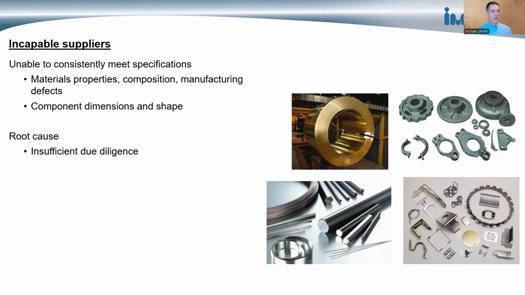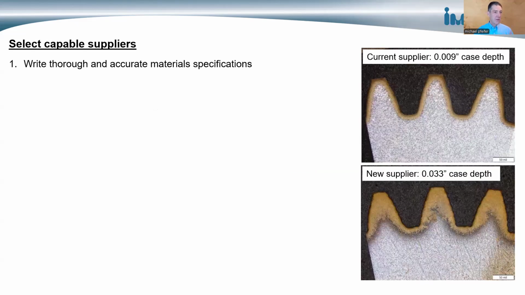So the first thing to do is you want to make sure you're selecting capable suppliers, and the first thing to do is to write thorough and accurate material specifications. I see so many material specifications that are missing information, and the problem with that is then you're not communicating to your suppliers what you expect from them, and also they're not understanding what the expectations are of them as well.